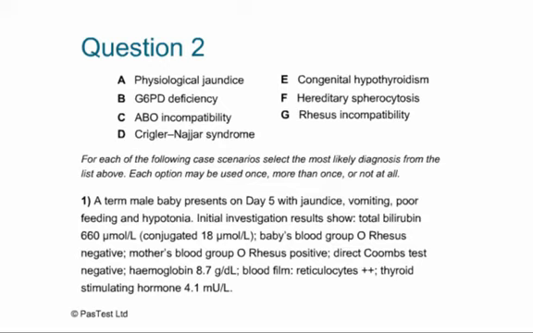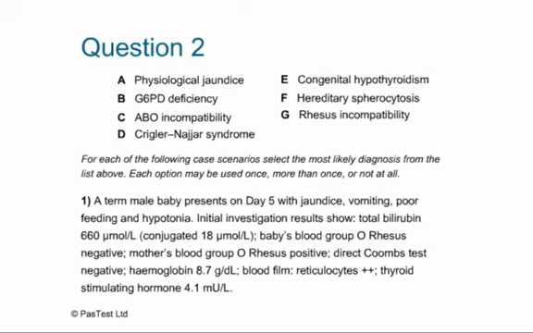So, picking up on the salient points in this scenario, we have a term male baby presenting on day 5 with an extremely high unconjugated bilirubin level and anemia. Note that most neonatal units would consider treating term babies for jaundice when the level approaches 300 micromoles per liter. The blood film shows reticulocytes, and this indicates a high marrow turnover and hence hemolysis.